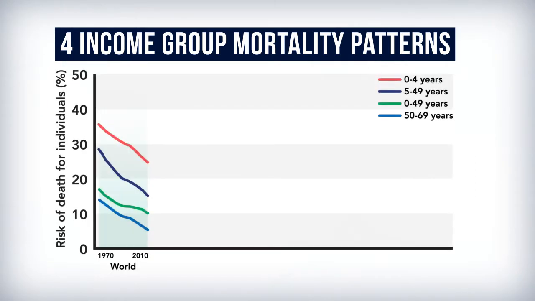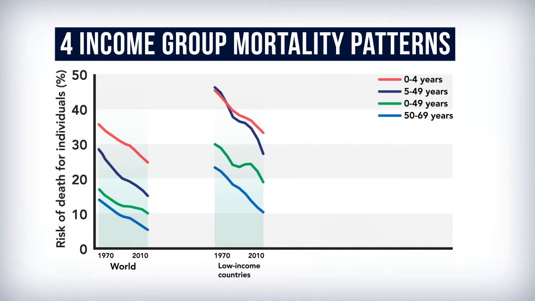So this graph shows the overall world patterns. And you see in every age group, there were substantial declines at 0 to 4, 5 to 49, and 50 to 69. Now in the next group, in low-income countries, you see substantial declines, particularly in children. In fact, the decline has been faster in low-income countries than in high-income countries. The notable exception that you see at ages 5 to 49 is that step which is due to the effects of HIV, particularly in the 1990s. So overall, it's been favorable in low-income countries.